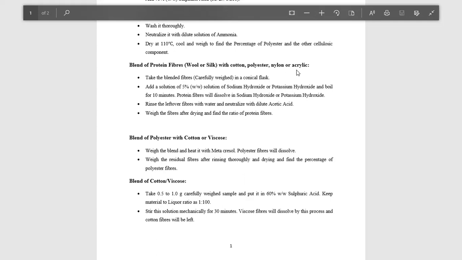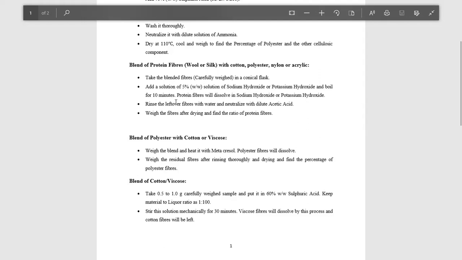In this way, we take the blended fiber in a conical flask. After that, we add 5% weight by weight solution of sodium hydroxide or potassium hydroxide, because we know that protein dissolves with bases, and boil for 10 minutes. Protein fiber will dissolve in sodium hydroxide or potassium hydroxide. Sodium hydroxide and potassium hydroxide are strong bases, so when the protein reacts with the base, it will be converted into a dissolved form.